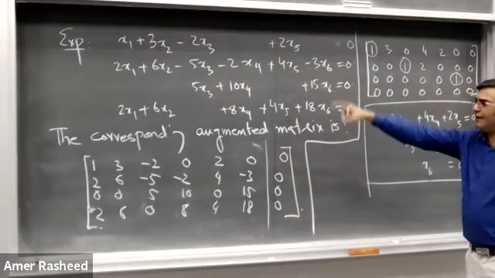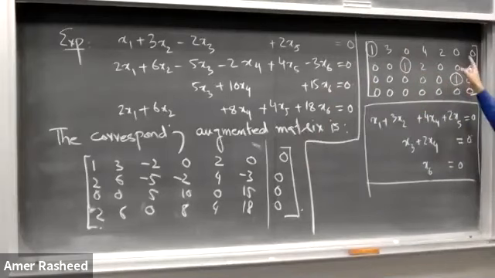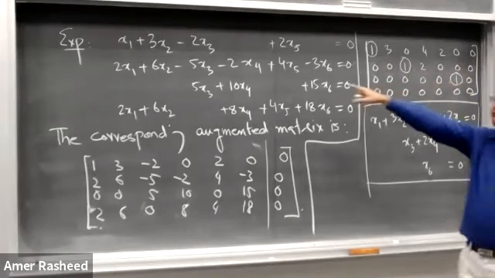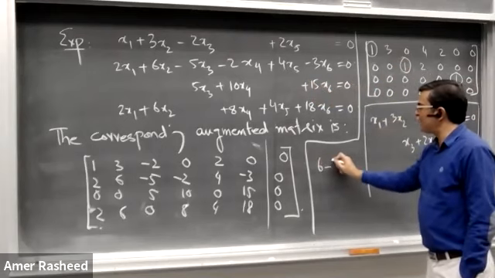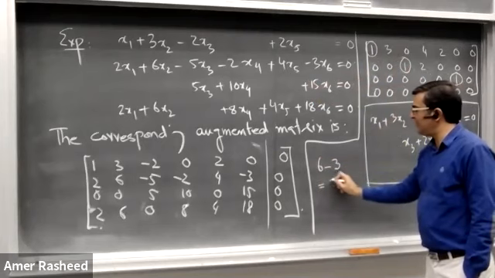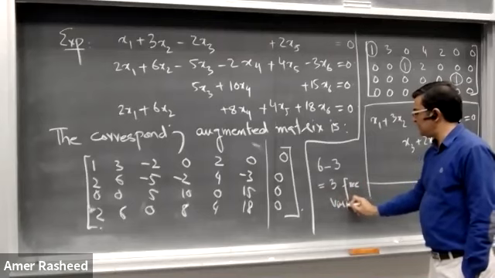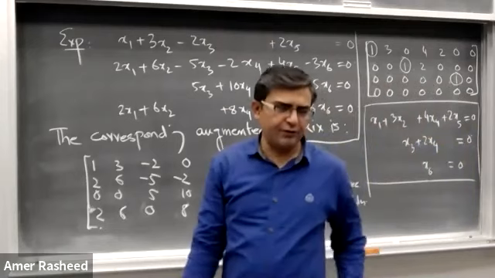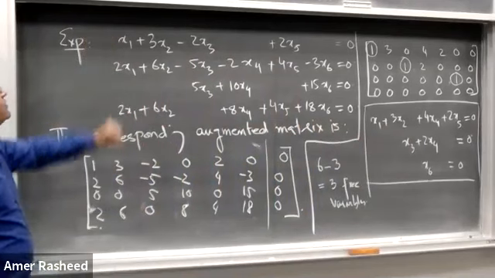After converting its augmented matrix into reduced echelon form, how many non-zero rows are there? There are only 3 non-zero rows. So total variables are 6 and non-zero rows are 3. So we must introduce 6 minus 3, which is 3 free variables in the solution of the corresponding homogeneous linear system. So it is true. I hope you get it. If you have any question, you can ask.